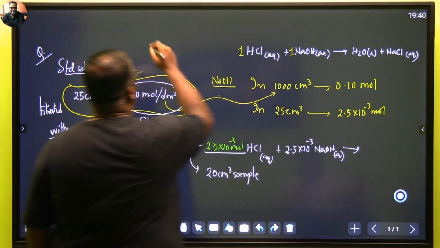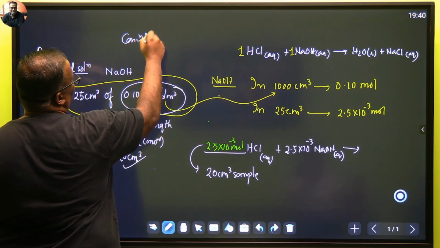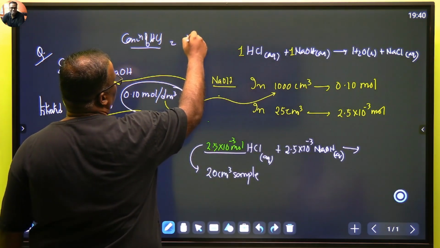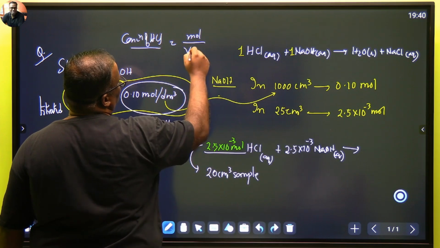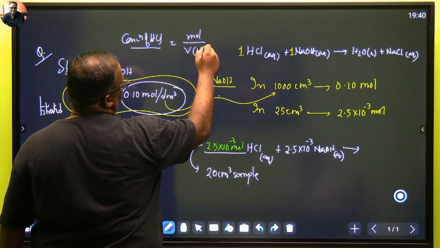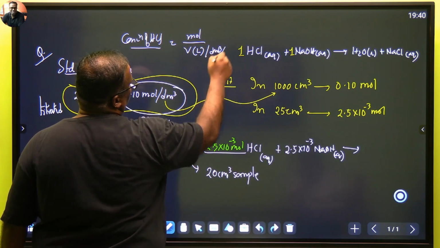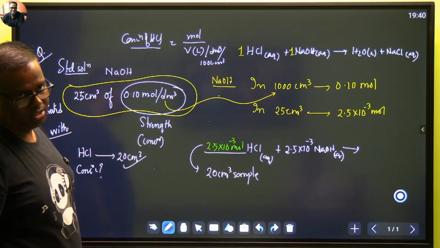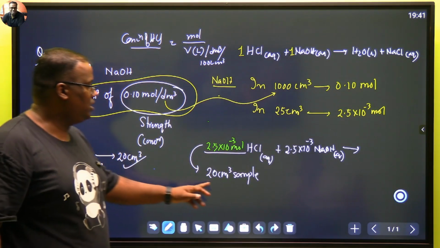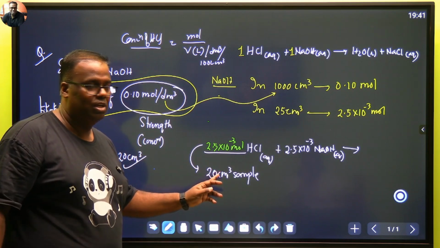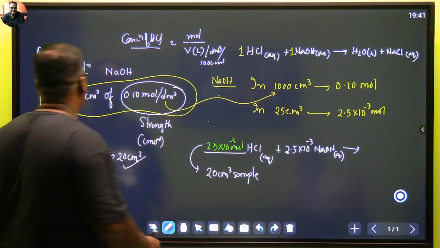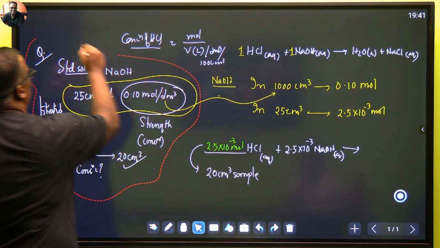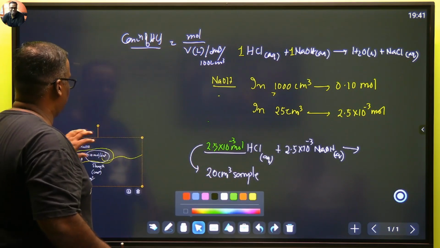So, can we now find out the concentration of HCl? The concentration of HCl would be the number of moles divided by the volume of solution. This should be in liters, or in dm cube, or in 1000 centimeter cube, whatever it is. You have to ultimately give the answer in 1000 centimeter cube. So in 20 centimeter cube sample, you have to give the concentration. How do we get to our concentration now? Let's make it small and keep it here.